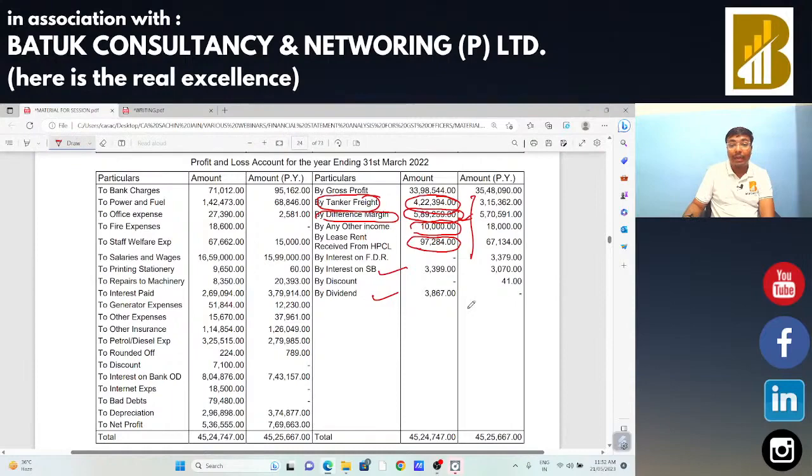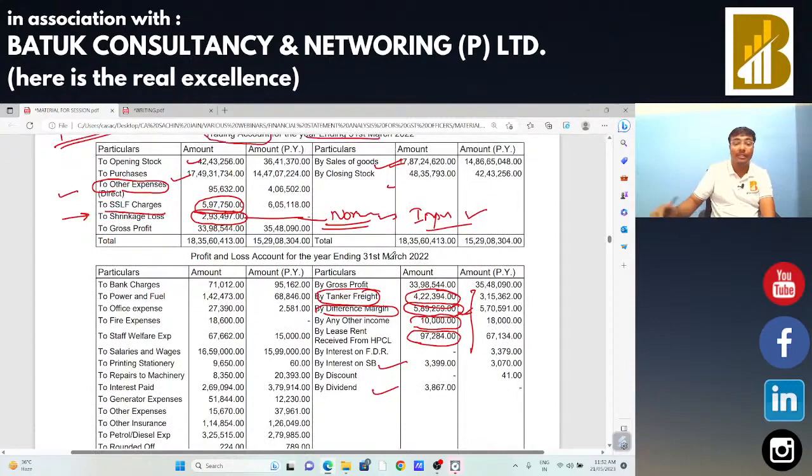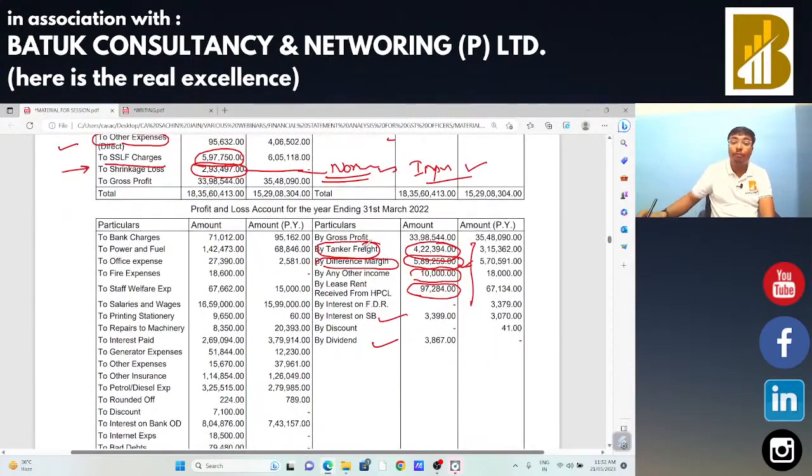जैसे यहाँ पर, in this case if you are going to check the sales from GSTR 3B, with that sales you got the differences, you need to reconcile the figure from tanker freight, difference margin, any other income, lease rent, and after adjusting all those figures, if there is any unreconciled figure, in that case you need to ask the taxpayer why there is a difference, please provide the reconciliation.